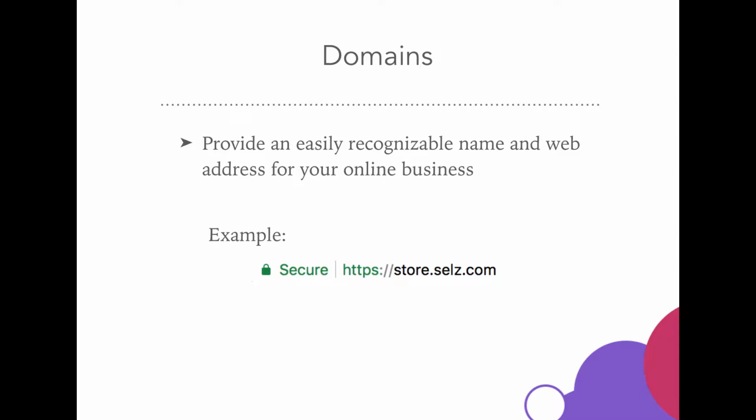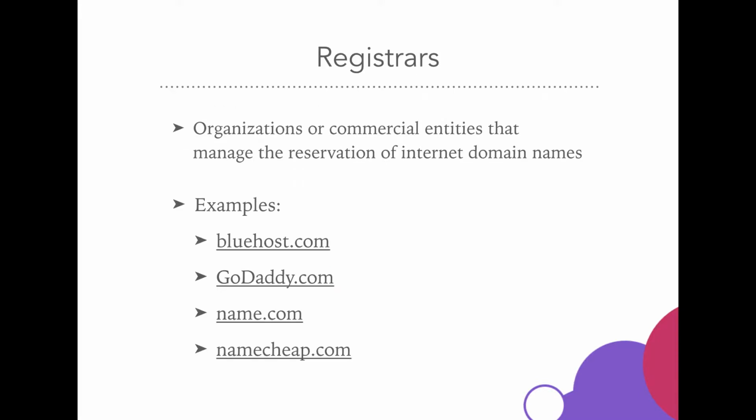Getting a domain name involves registering the name you want through a domain registrar like GoDaddy. For example, if you choose a name like mystore.com, you will have to go to a registrar and pay them a registration fee to get that set up.